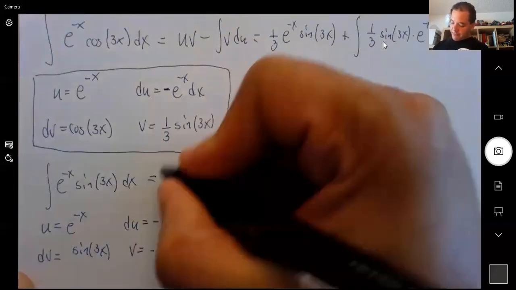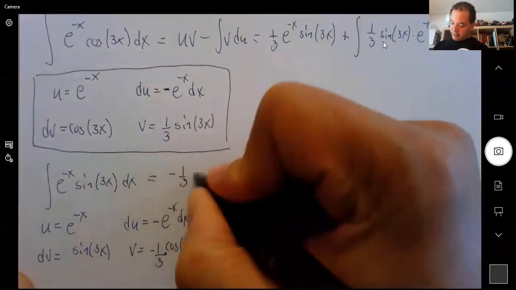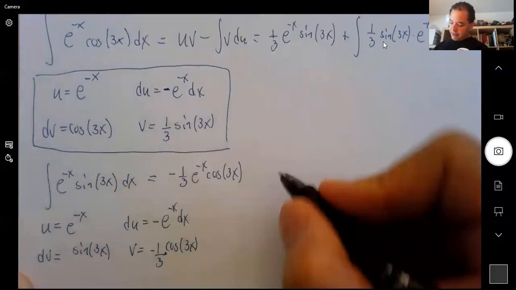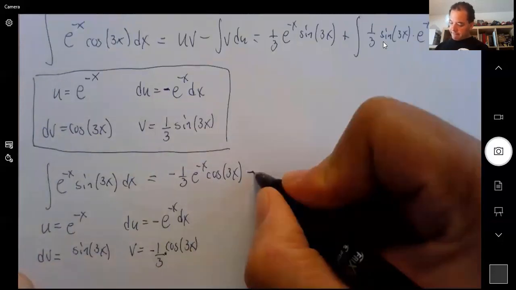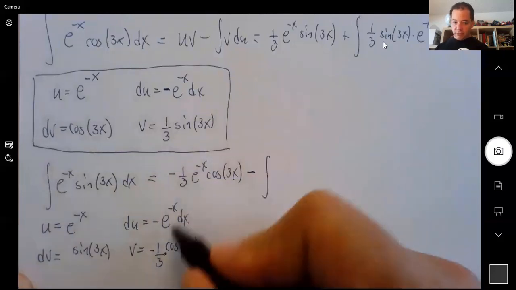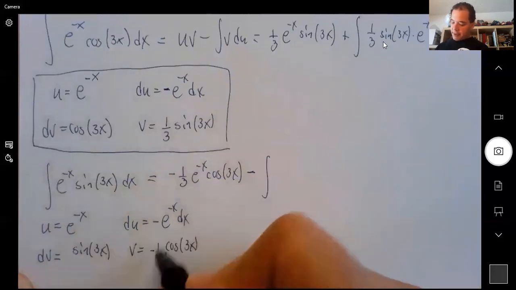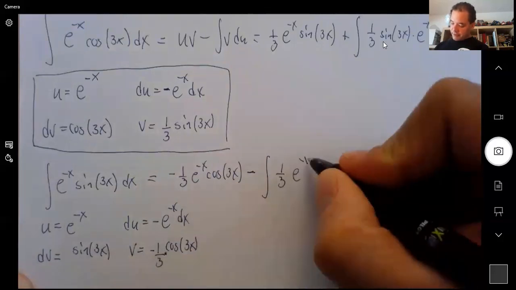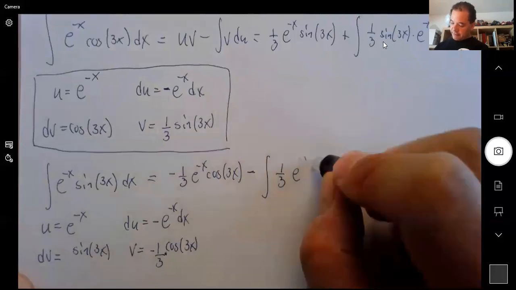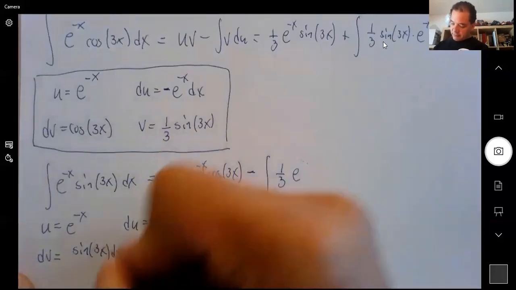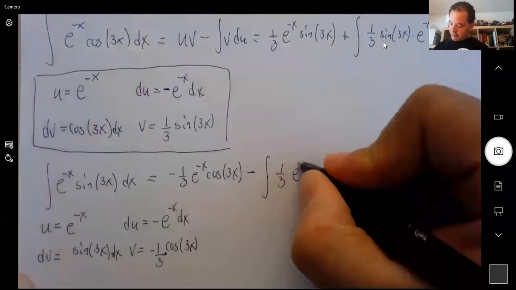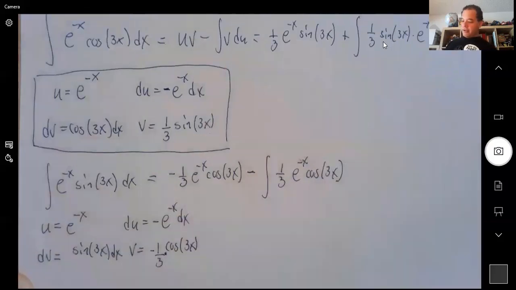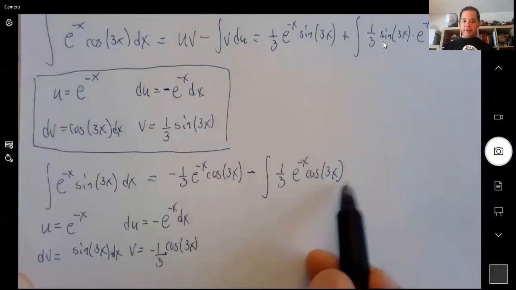Then we go u times v. This will be negative 1/3 e to the negative x cosine 3x minus the integral of v du. Minus the integral of v du, these two. And notice I have a minus and a minus, so those are going to cancel. So it's e to the negative x cosine 3x. All right. And you'll notice how we got the same one we started with, right?